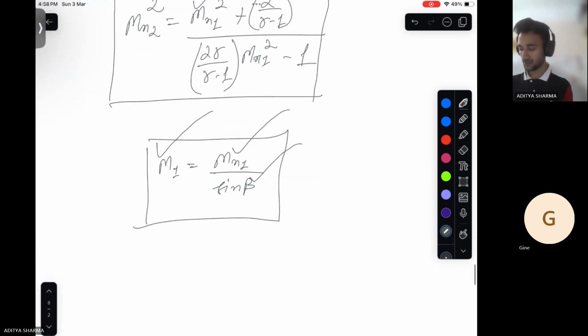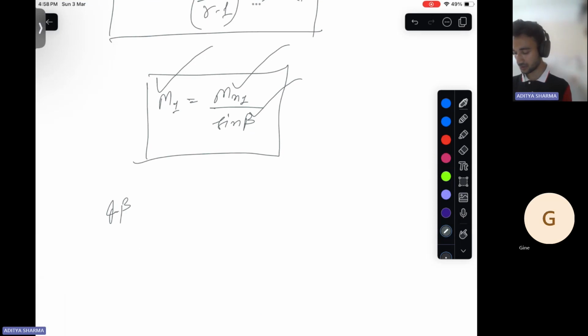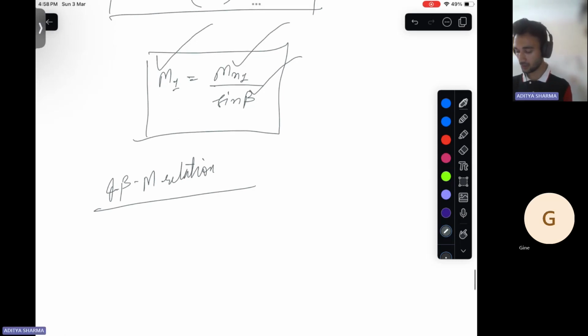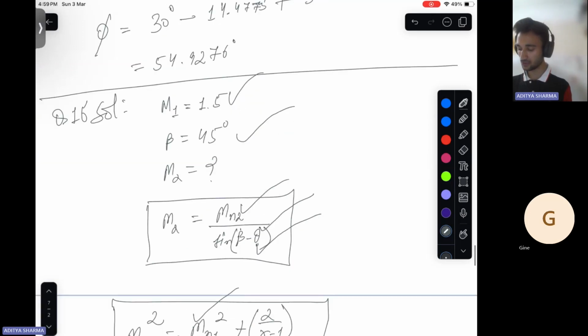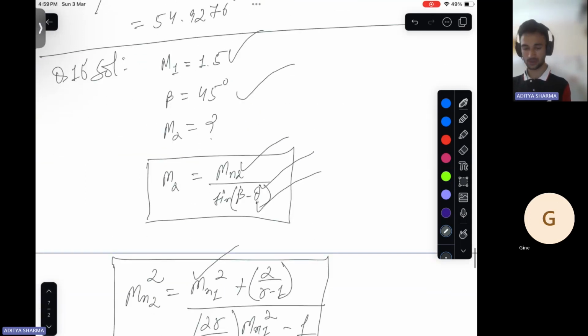So for that, if you see the theta-beta-M relation, right? In this, do we know M? We do know M. Do we know beta? We do know beta, but do we know theta? We don't know theta. So we have also done a numerical based on the theta-beta-M relation, right? So from that we can find out this theta, right? So if we are able to find out theta, then we are done with this question, right?